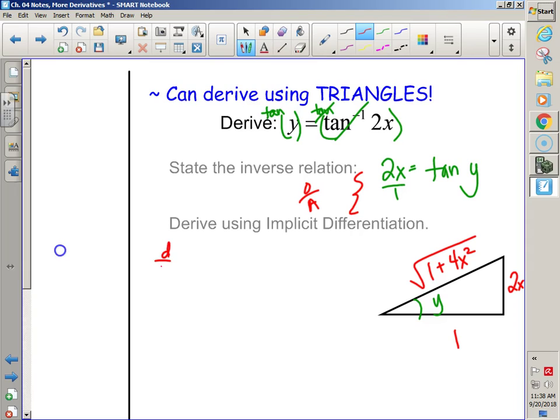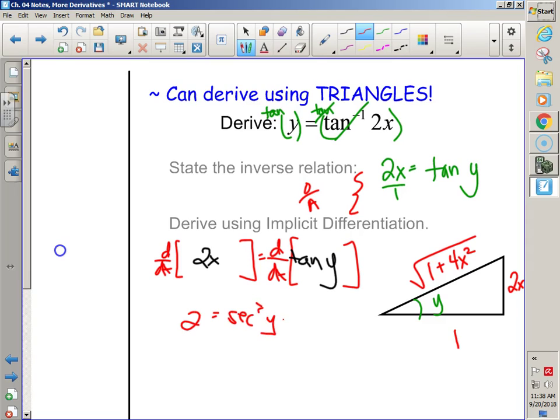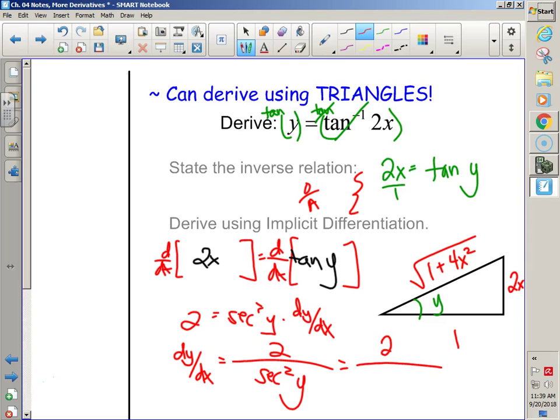Wait, if I was to take the derivative of 2x equals tangent of y, wouldn't I get 2 equals secant squared of y times dy dx? Then wouldn't dy dx equal 2 over secant squared of y? Who's secant? Pause. 1 over cosine. What's 1 over cosine? Hypotenuse over adjacent. And what's hypotenuse over adjacent?